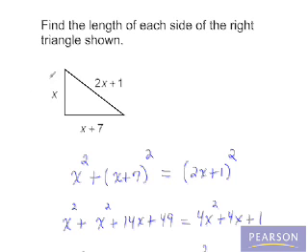So we'll go up to our diagram. If x is equal to 8, then this side, the other leg, is x plus 7, or 8 plus 7, 15. And the hypotenuse, 2 times x, or 2 times 8, 16 plus 1, 17. So the lengths of the three sides of this right triangle are 8, 15, and 17.